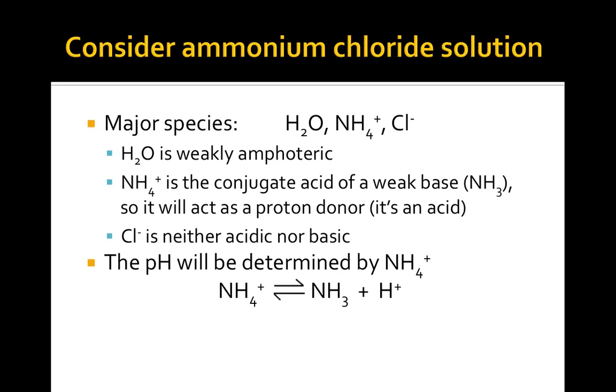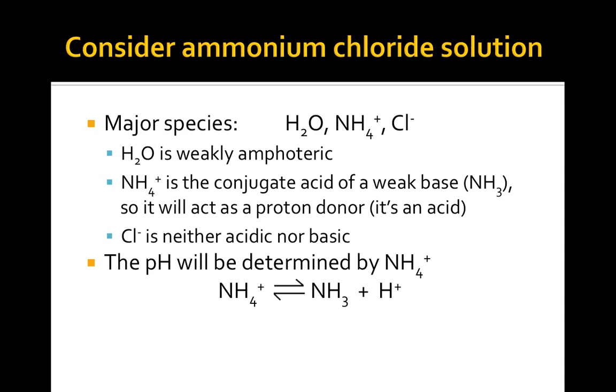What about an aqueous solution of ammonium chloride? The major species in this solution would be water molecules, ammonium ions, and chloride ions. Again, water is weakly amphoteric. Ammonium ion is the conjugate acid of a weak base, ammonia, so it can act as an acid and donate protons. The chloride ion has no significant acidic or basic properties, so it's the ammonium ion that will determine the hydrogen ion concentration of this solution at equilibrium, and thus determine the pH.